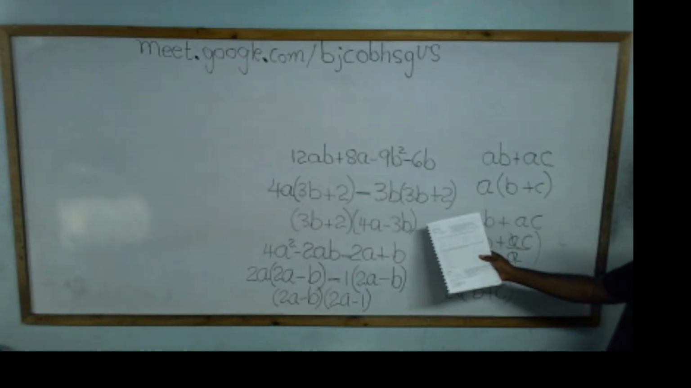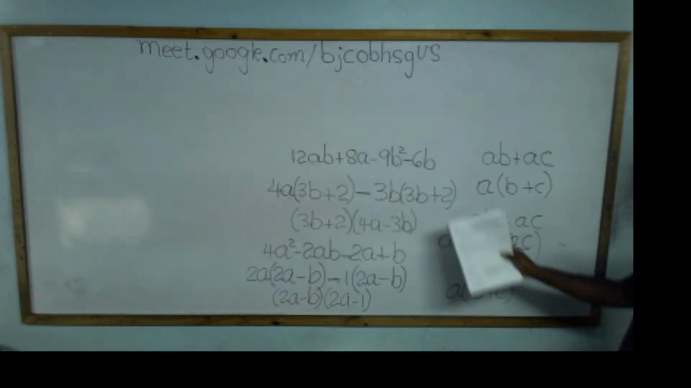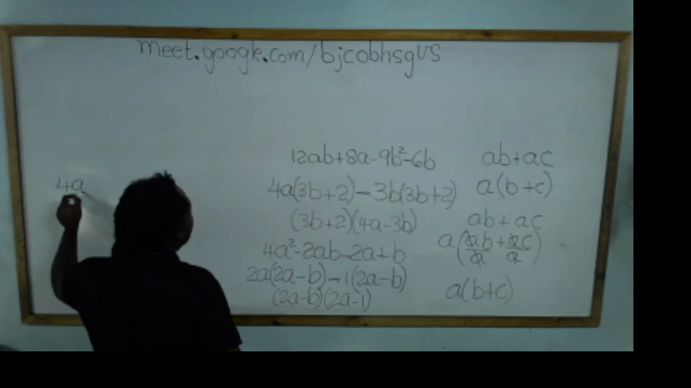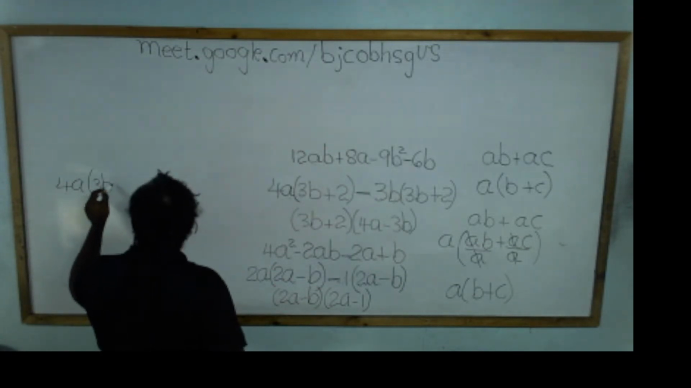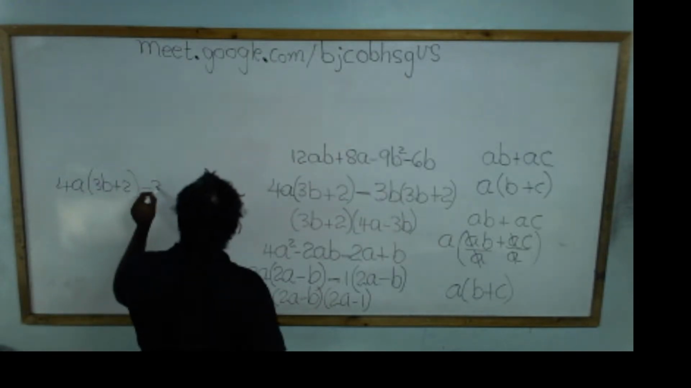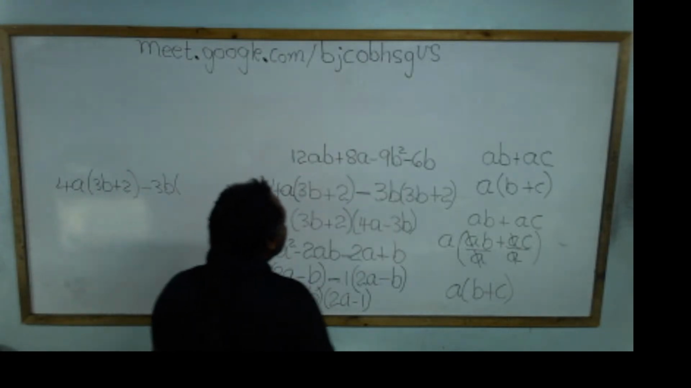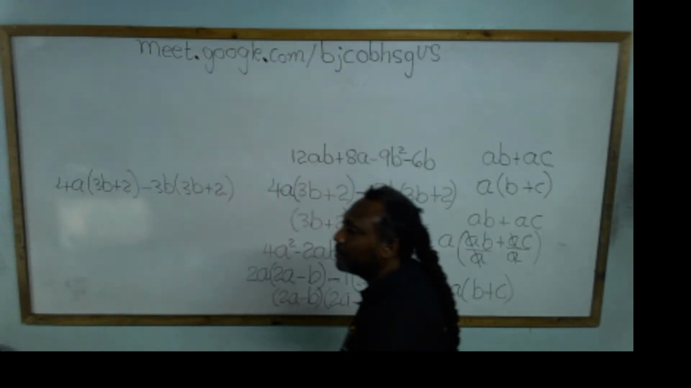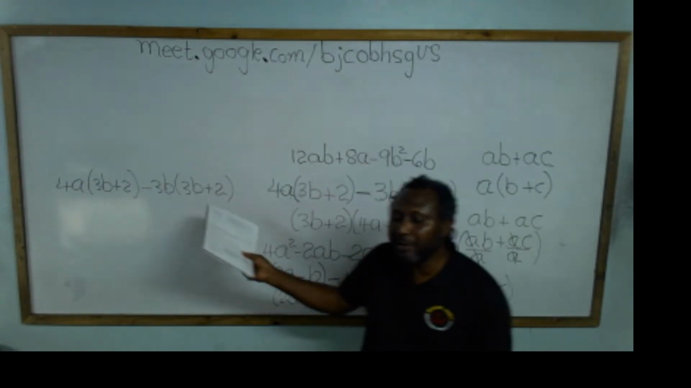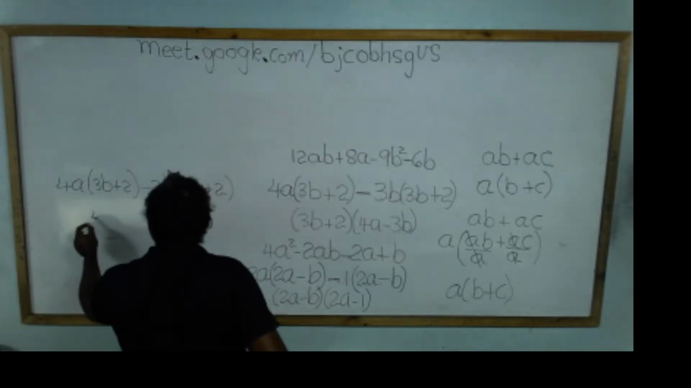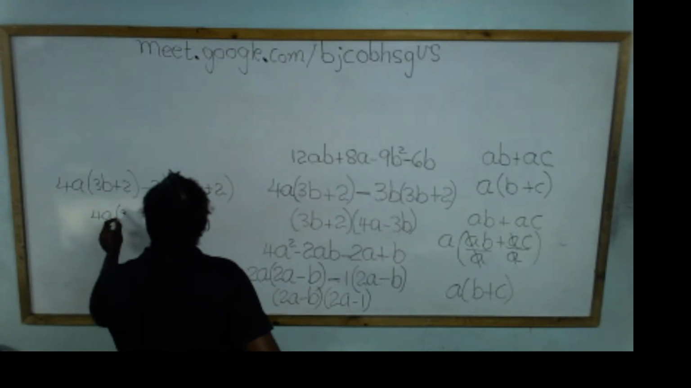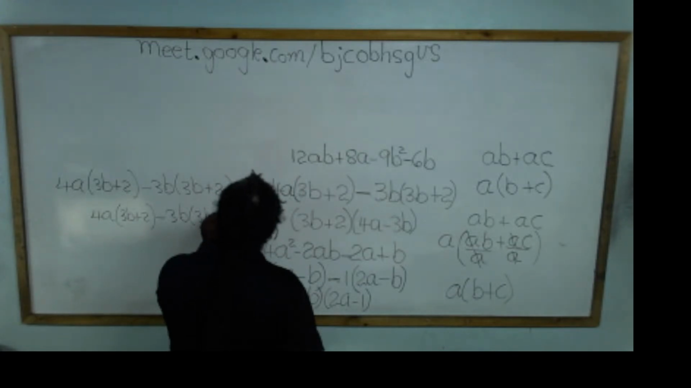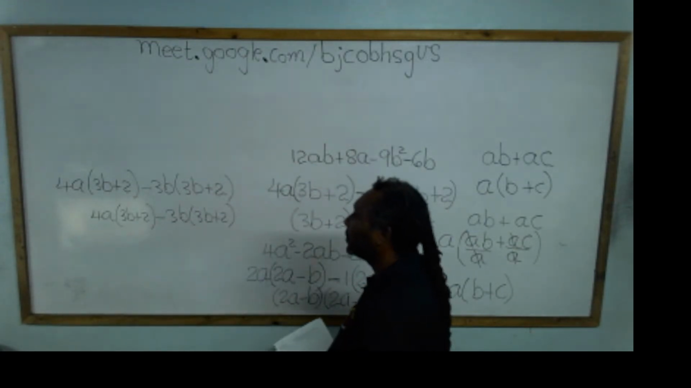So now I'm going to go to one of these. 4A(3B plus 2) minus 3B(3B plus 2). So what are we going to do? The very same thing. When we get to this stage, we do the very same thing. Let us go 4A(3B plus 2) minus 3B(3B plus 2). What do we do? We take the highest common factor.